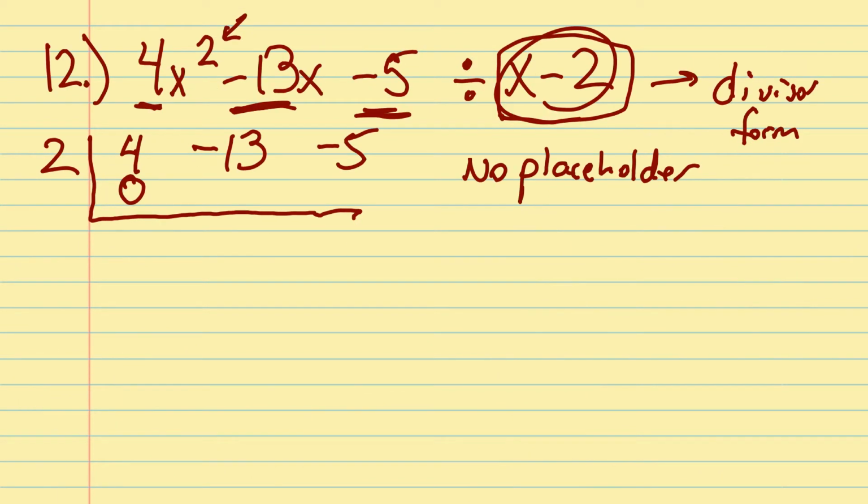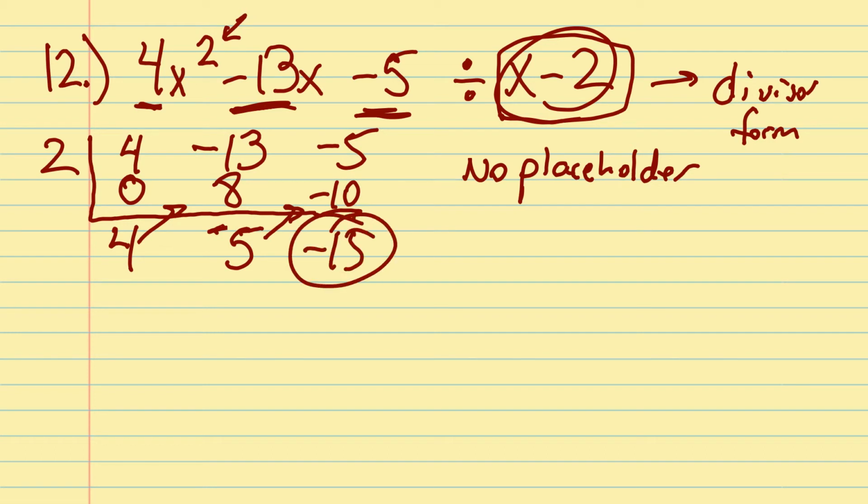4 plus 0 is 4. Now this is a new 4, it's on the outside, so I do 4 times 2, because 2 is also on the outside, and it gives me 8. Now I add: negative 13 and 8 is negative 5. Negative 5 times 2 is negative 10. Negative 5 and negative 10 is negative 15. I always circle my last one, because that's my remainder.